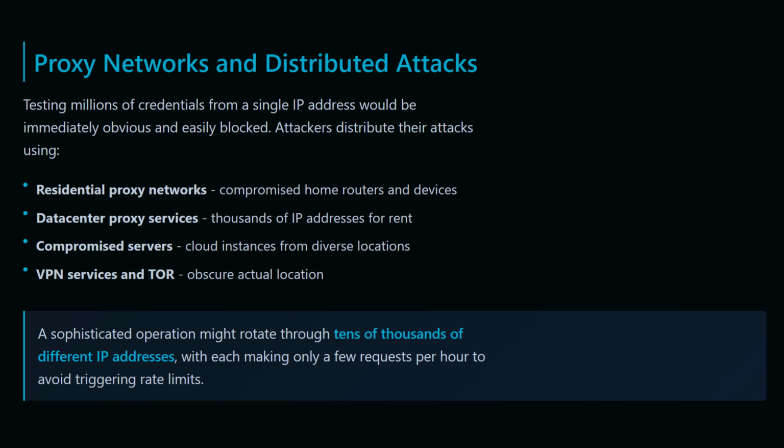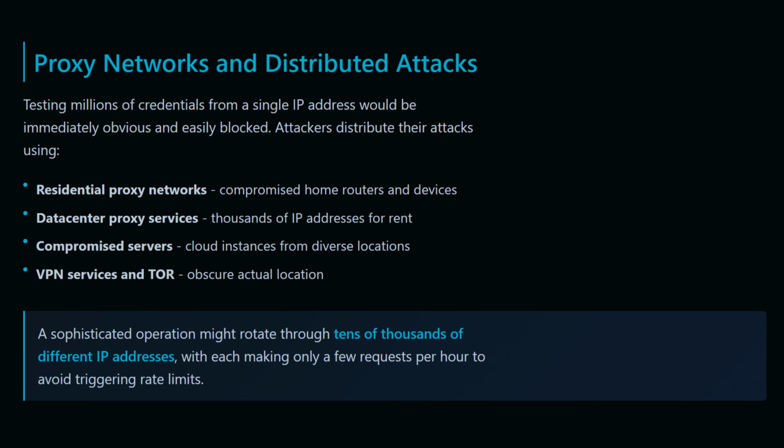With proper configuration and sufficient infrastructure, tools can test thousands or tens of thousands of creds per minute against each target site. So obviously, testing millions of credentials from one single IP address would be immediately obvious and easily blocked. So the attackers need to distribute their attacks across many different IP addresses. They use residential proxy networks, compromised home routers, and devices that provide legitimate-looking residential IP addresses. They use data center proxy services that provide thousands of IP addresses for rent. They use compromised servers, cloud instances, and so on to launch attacks from a diverse set of locations. And they route through VPN services and Tor to obscure their actual location. So they could be coming from the US but look like they're coming from Russia. They could be coming from Russia but look like they're coming from China, etc., etc.